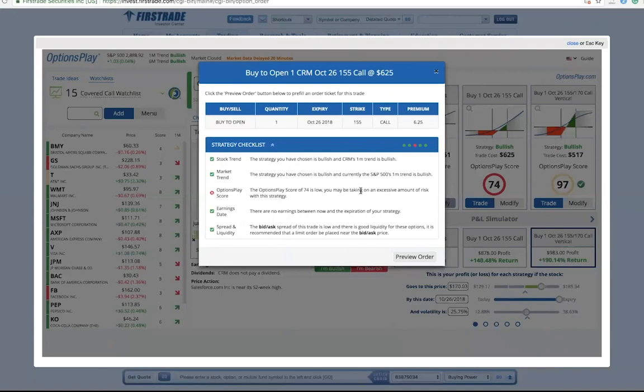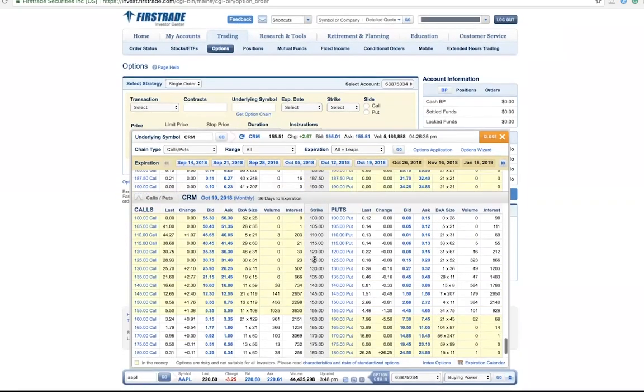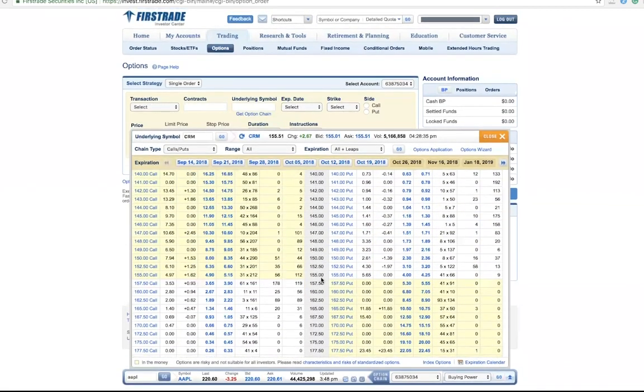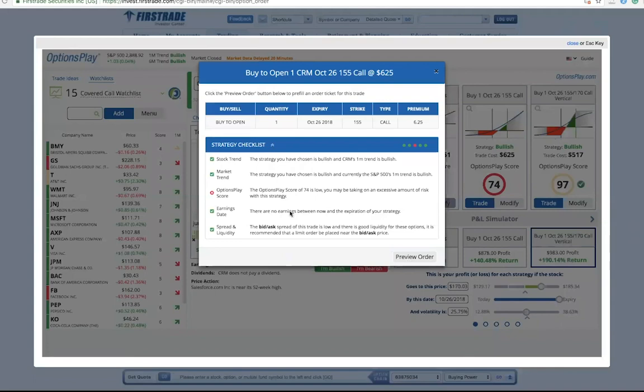And I want to make that very clear, just because there are options out there does not mean that you should trade options all the time. There are benefits to trading options, but not every option makes sense. And that's really what OptionsPlay is designed to do. When you're looking at a page that looks like this, it's really difficult to tell which option makes sense and which options don't. OptionsPlay does our best in helping you, guide you by giving you these types of things.